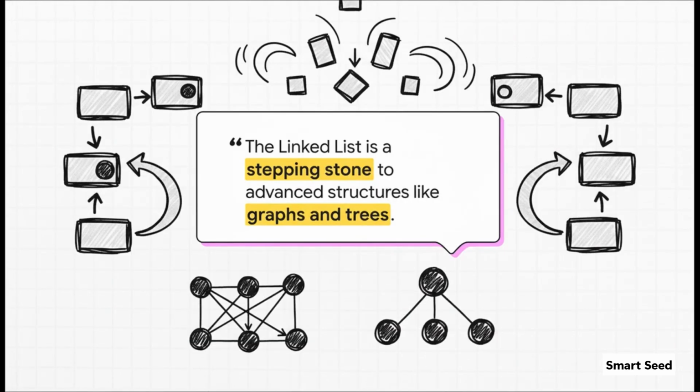And this might be the most important thing to take away from all this. Really getting the linked list, this simple idea of a node pointing to another node, it's absolutely fundamental. It's like learning your scales before you can play a symphony. This concept is the key that unlocks way more advanced, powerful structures like graphs and trees.